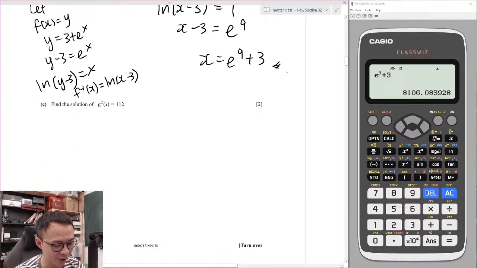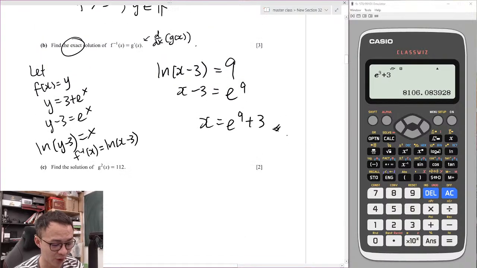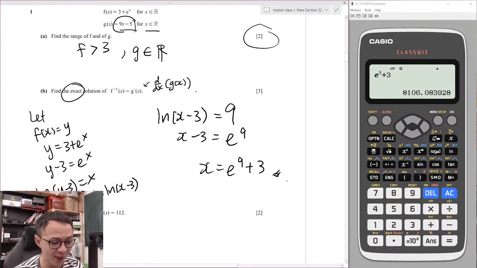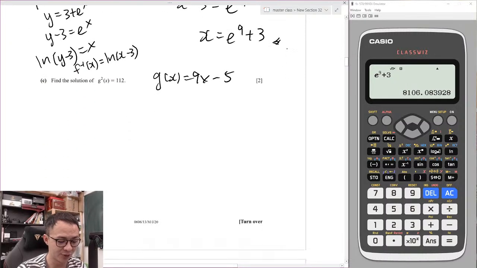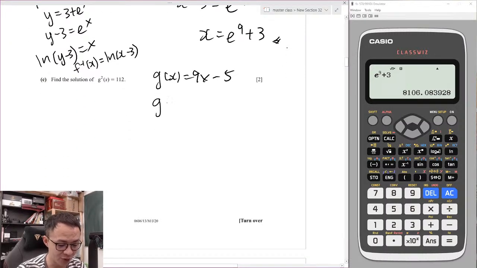Right. Then we have g2(x) equals 112. So g2(x) basically is substituting g(x) into g(x). Your g(x) is 9x minus 5, right? So therefore, for g squared(x), with g(g(x)) equals 112, sub the g(x) into the g(x). So it will be 9g(x) minus 5 equals 112.